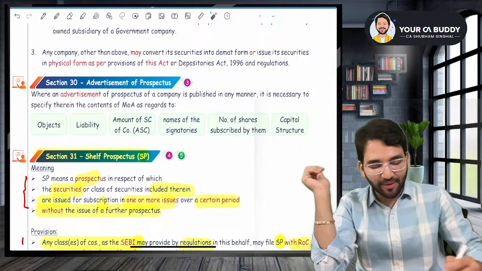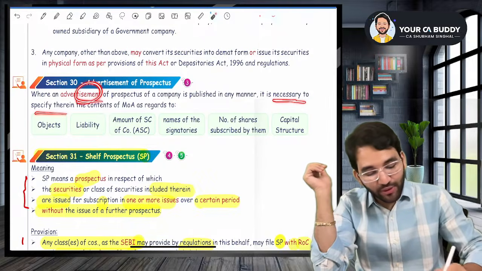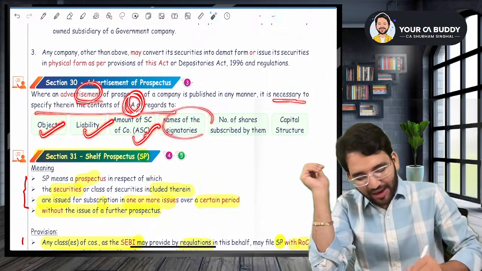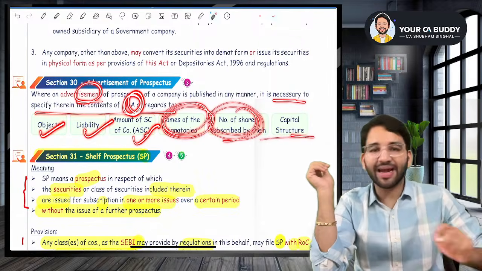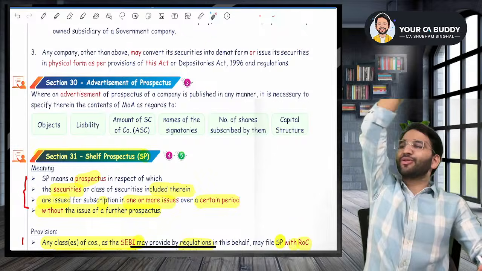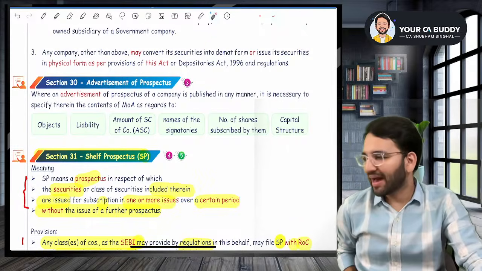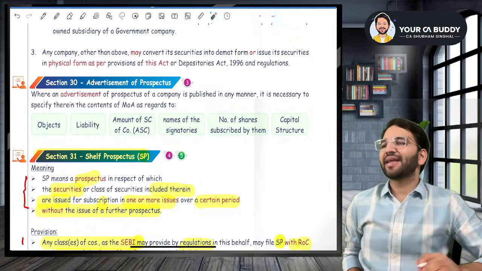So in the advertisement of the prospectus, it is necessary to specify the contents of MOA as regards object, liability, authorized share capital, subscribers, number of shares, and capital structure. All these things you will have to disclose in the newspaper. Are you with me? Yes, sir.